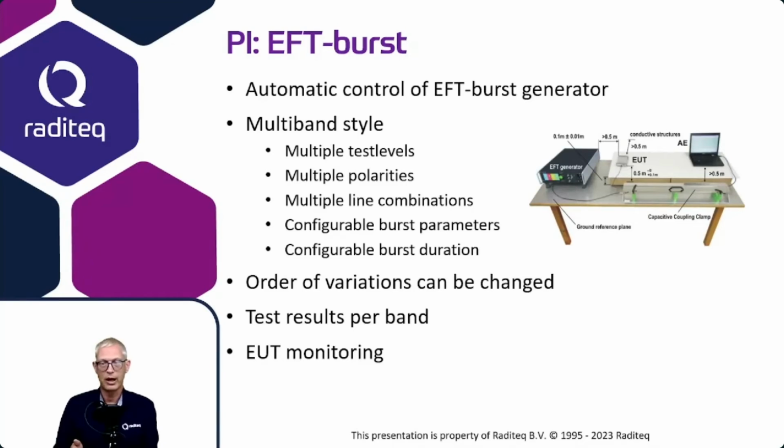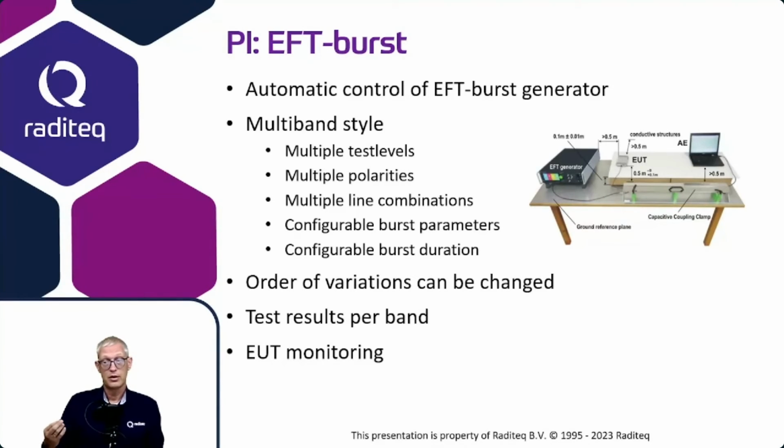And those burst parameters will also be transferred to the burst generator to do the automated test in the way that's configured in the test. Also, the order in which the variations are performed can be changed, and the engineer has full flexibility if he first wants to increase the test level to other test levels, or he first wants to do other line combinations or other polarizations. There is full flexibility for the end engineer to determine in which order the test should be performed.